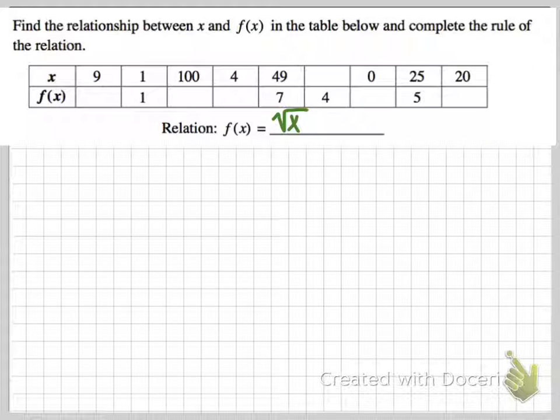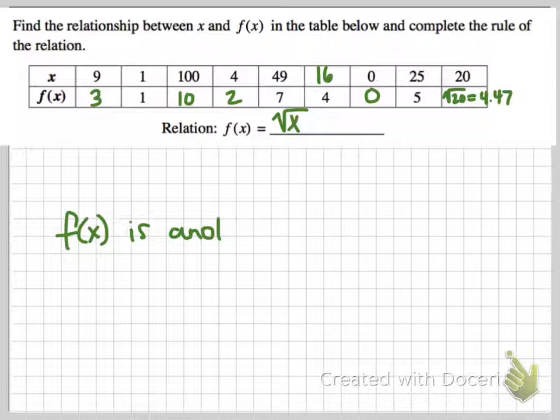Alright, what I want you to do is fill in the rest of that table, so take a second to do that for me. Alright, let's check out these values. Okay, so you're going to notice the bottom row, the first thing I did was I filled in the missing outputs. When I take the square root of 9, I get 3, 100 I get 10, 4 I get 2, 0 I get 0, and the square root of 20 is about 4.47.